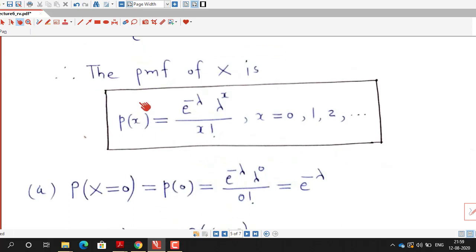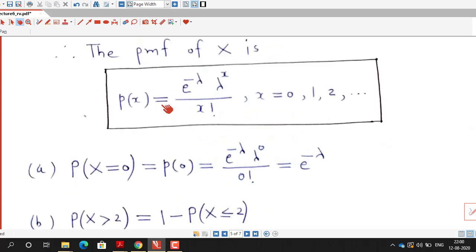Once we have the probability mass function, we can find the different probabilities. By definition, the probability of capital X equal to 0 is nothing but the value of the probability mass function at x equal to 0. So we put x equal to 0. E raised to minus lambda is a constant, and this is going to be lambda raised to 0 upon 0 factorial, and 0 factorial is 1. So we have e raised to minus lambda.